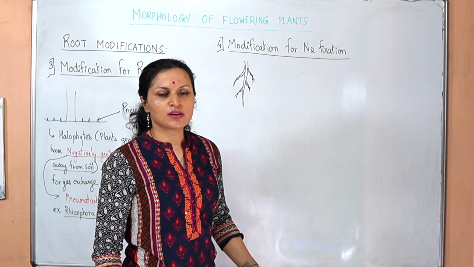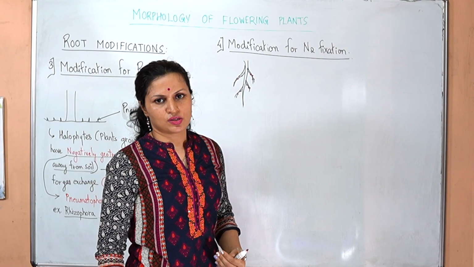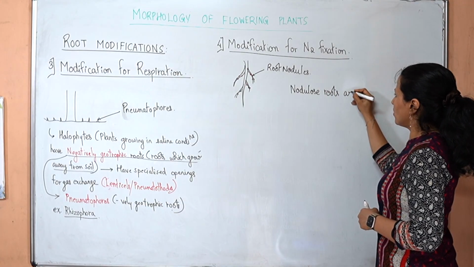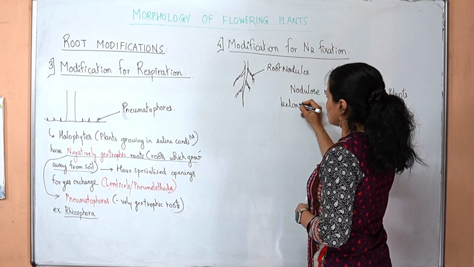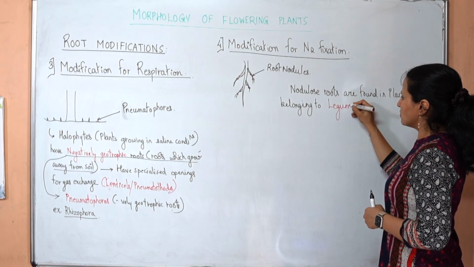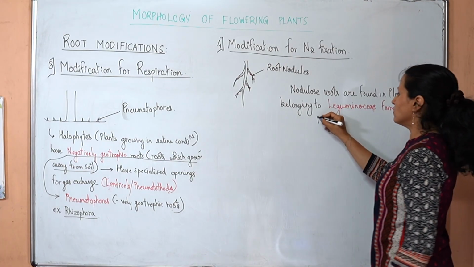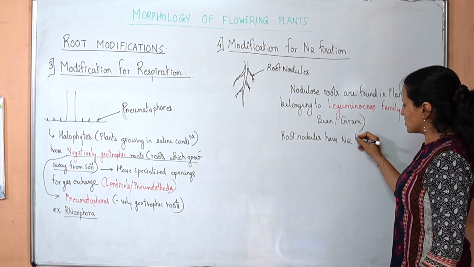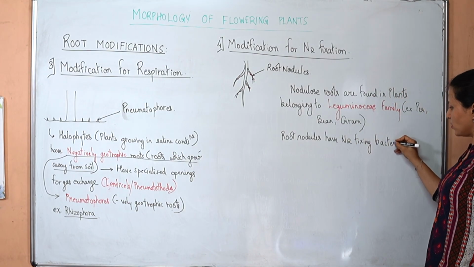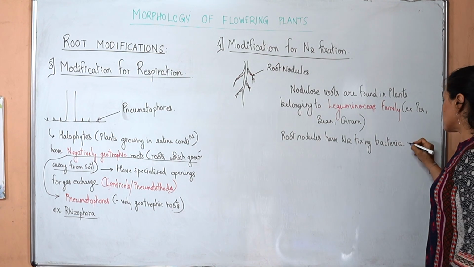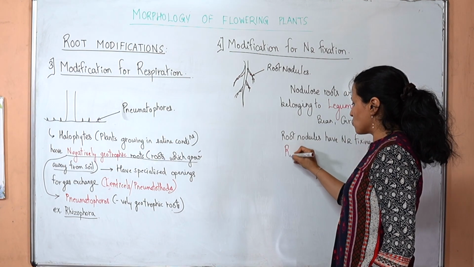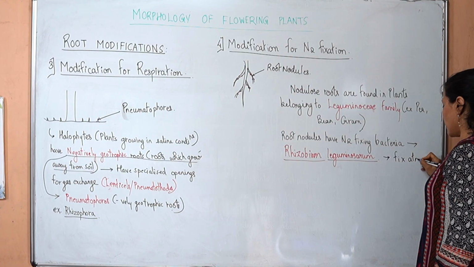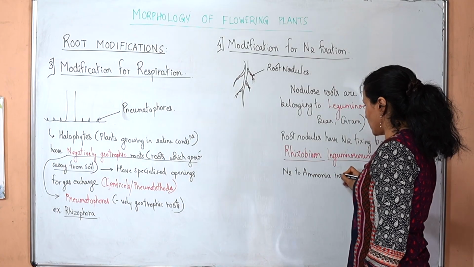Pea, bean, gram, moong. These plants are leguminous plants. These are root nodules. Nodulose roots. Nodulose roots are found in plants belonging to which family? Leguminosae family. Example: pea, bean, gram, moong, etc. Root nodules have nitrogen fixing bacteria. This example is very important for NEET. Root nodules have nitrogen fixing bacteria. What is the name of the bacteria? Rhizobium. Rhizobium leguminosarum is the full name, which fixes atmospheric nitrogen to ammonia inside nodules.